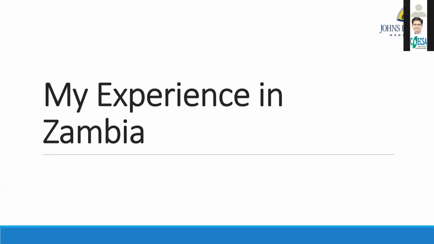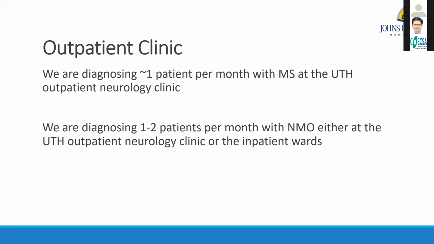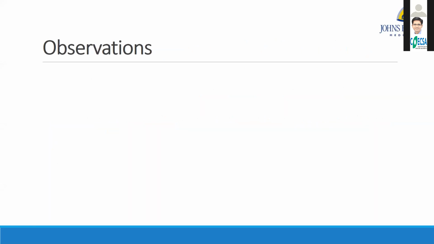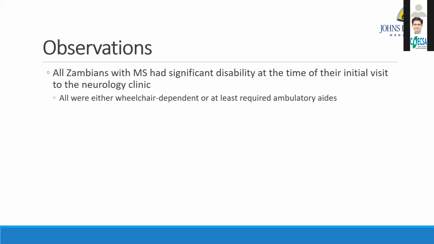And so I think my experience in Zambia suggests that MS does exist. So we're diagnosing 1 patient per month with MS at our outpatient neurology clinic, and an additional 1 to 2 patients per month with NMO, either from the outpatient clinic or the inpatient wards. And what I've noticed is that every single Zambian that I've diagnosed with MS has had significant disability at the time of their initial visit to the neurology clinic. All of them are either wheelchair dependent or at least required ambulatory aids.